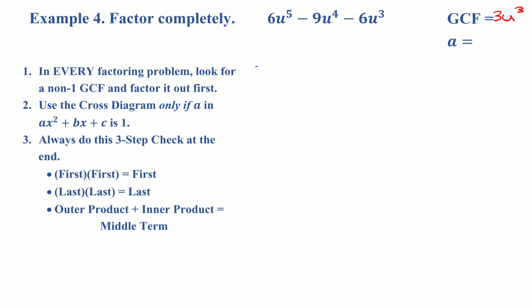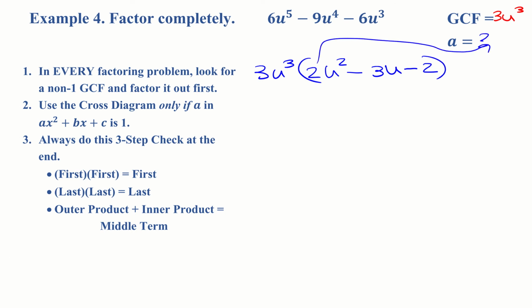So we notice that if we factor out the 3u cubed, that will leave us 2u squared minus 3u minus 2. Now, there's the A that we were looking for the quadratic, and it's 2, so that means we have to do trial and error FOIL method, not the big cross method.